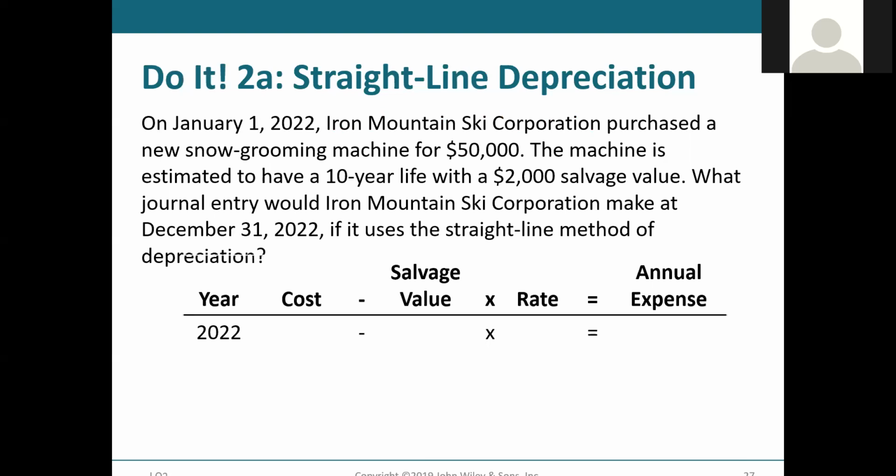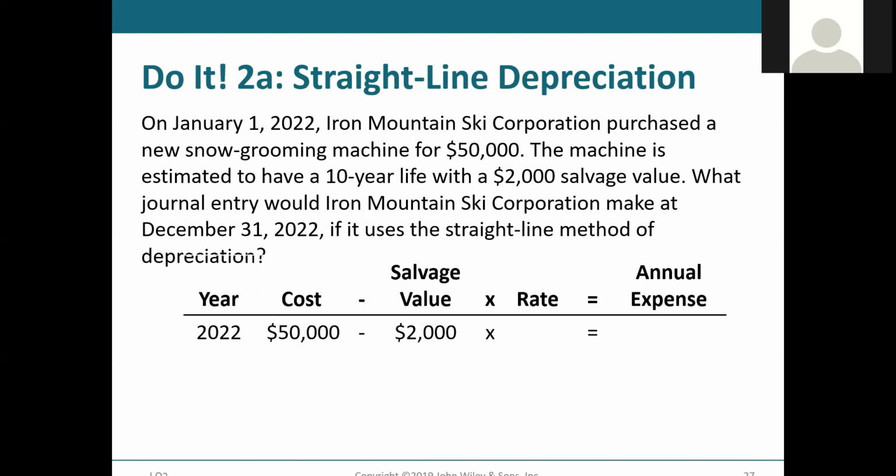Straight line depreciation, do it. Mountain Ski Company purchased a new machine for $50,000, 10-year life with a $2,000 salvage value. So we're going to say 50,000 minus 2,000 salvage value equals 48,000 depreciable amount. That's the amount we're going to depreciate over 10 years. So that'd be $4,800 a year or $400 a month.